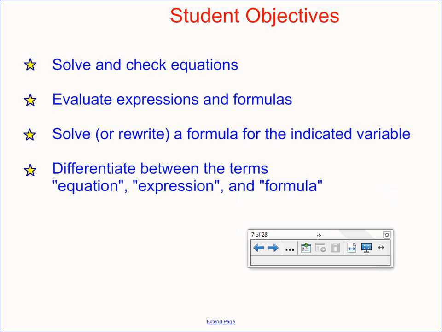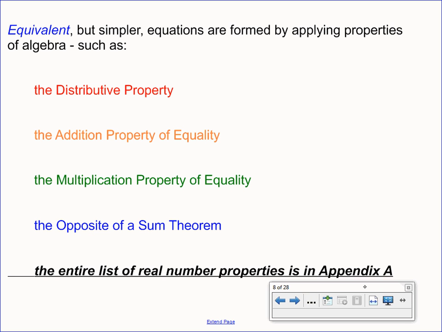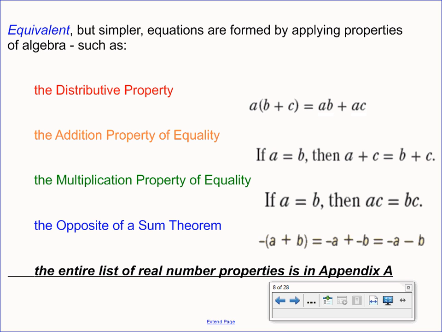We're going to solve and check equations, and evaluate expressions and formulas. We're going to rewrite formulas for the indicated variable, and you guys already did a great job with equation versus expression versus formula. What allows us to solve equations are our old school properties. From middle school, we know that the distributive property results when we have some outside factor, and we multiply that outside factor through a sum or difference term by term. There could be 20 terms here connected by addition or subtraction. That outside factor will multiply each of them in turn to create my new expression.